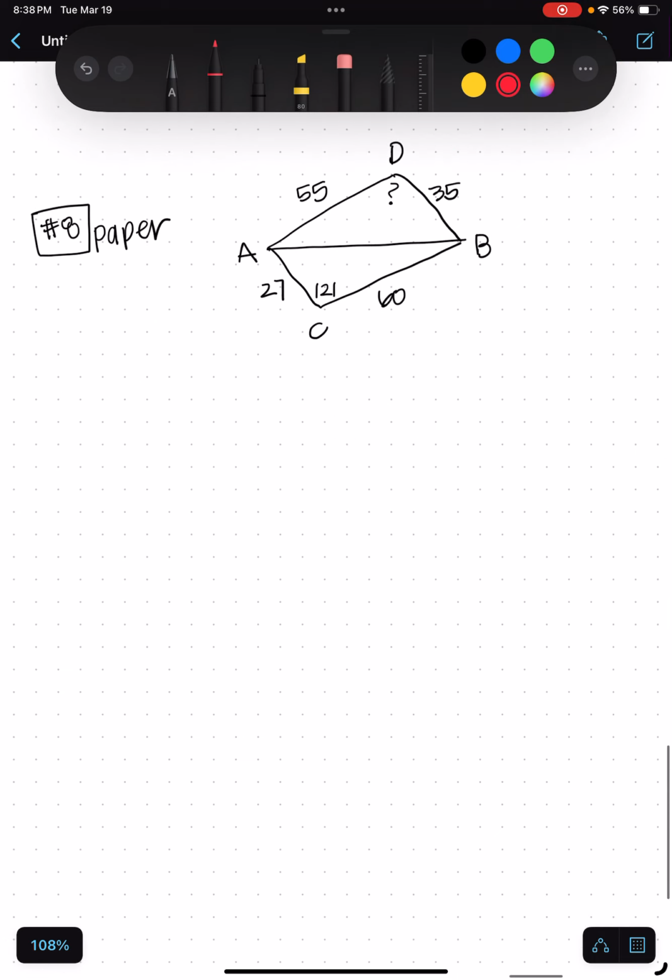Now this last one is number 8. And I chose to do this one last because it kind of blows, or at least the way that I did it kind of blew. So bear with me here.